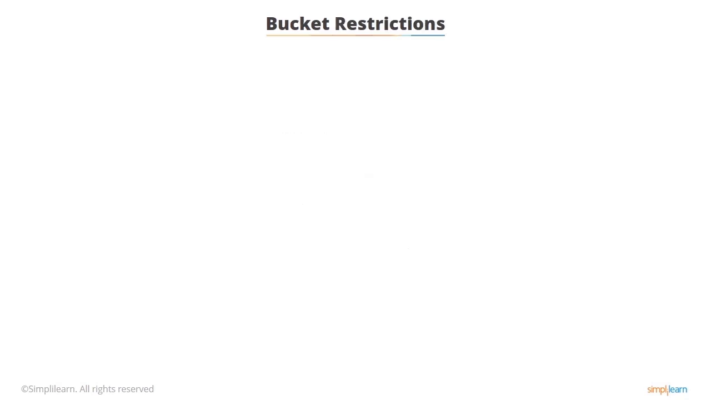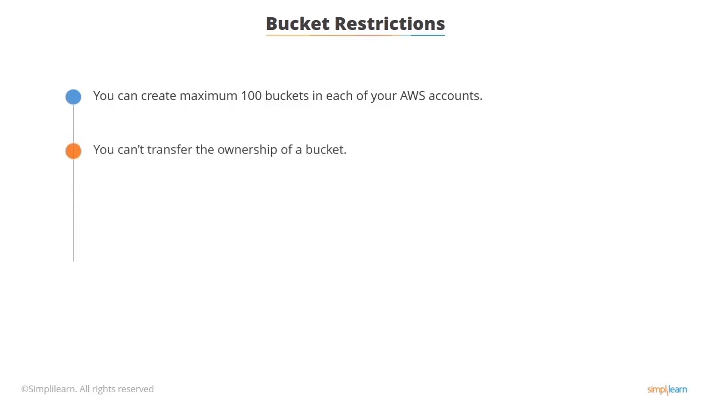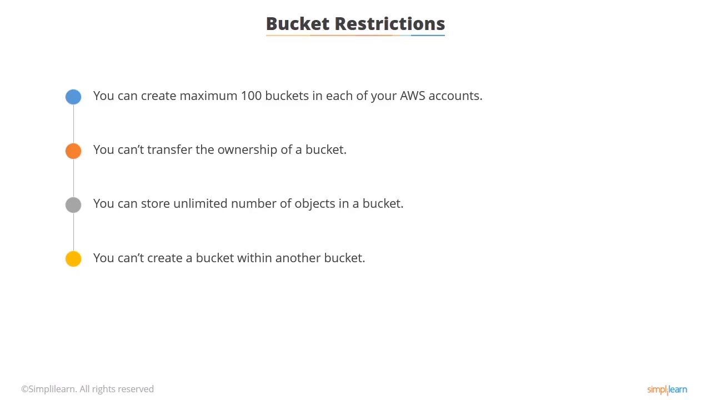There are some bucket restrictions. By default, you can create up to 100 buckets in each of your AWS accounts. If you need to increase this, you have to contact AWS support. Bucket name ownership is not transferable. However, if a bucket is empty, you can delete it and the name will eventually become available for use again. There is no limit to the number of objects that can be stored in a bucket, and there's no difference in performance whether you use many buckets or just have a couple. And you also cannot create a bucket within another bucket.